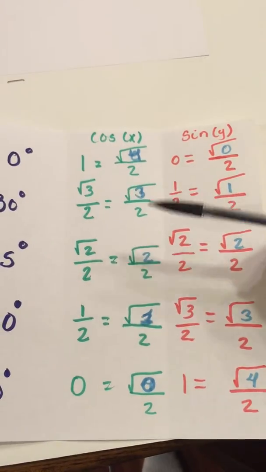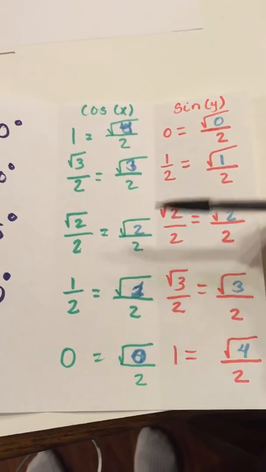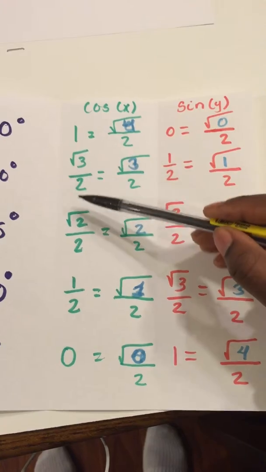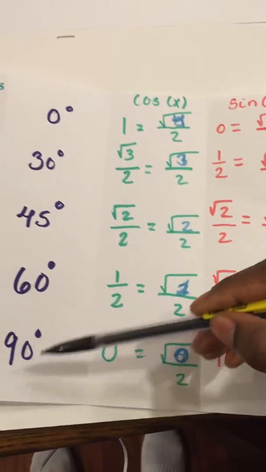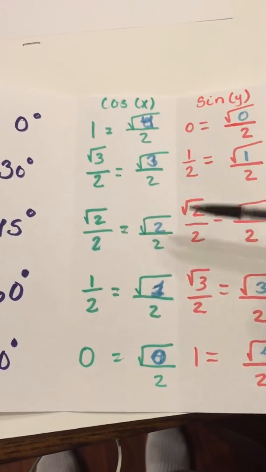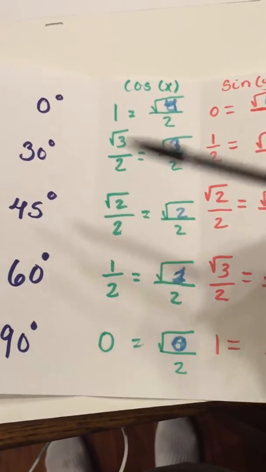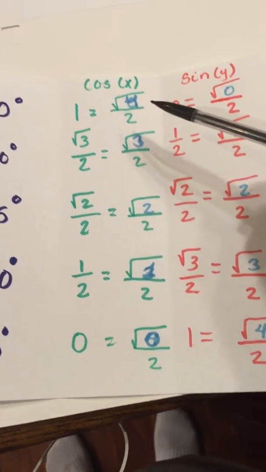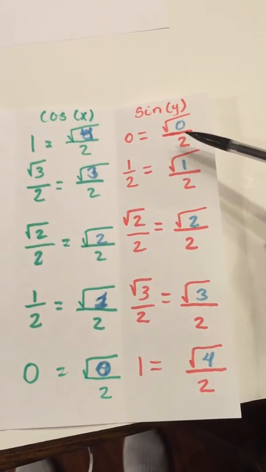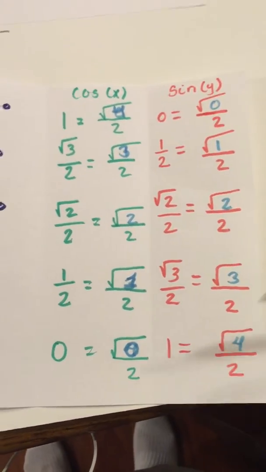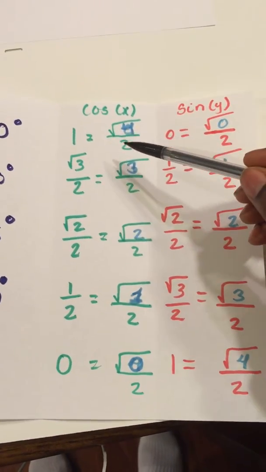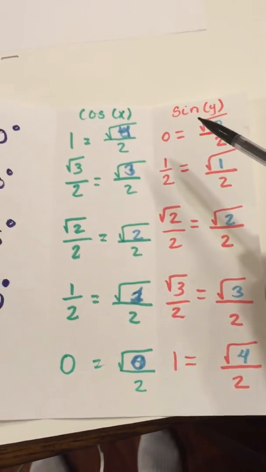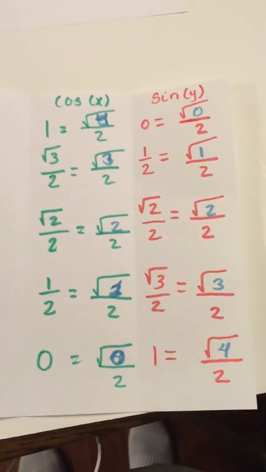The rule or pattern for each of these points, x and y, is that these are the simplifications equal to the degrees, and these again are simplifications equal to the degrees. But the pattern: all denominators have a 2 for the cosine, and all the sine or y has a denominator of 2. They also all have a square root in the numerator for the x or cosine, and a square root in the numerator for the y or sine.